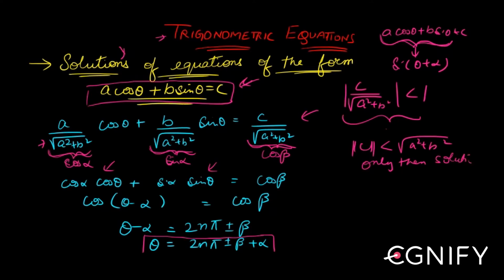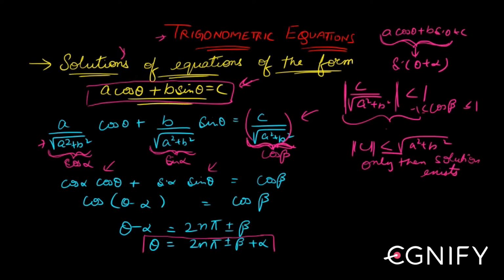Only then does a solution exist. If your mod c is greater than under root a square plus b square, no, it won't exist, right? It has to be less than or equal to, right? If it's greater than under root a square plus b square, then I won't be able to assume this as cos beta, because cos beta has to be less than or equal to 1, right? Cos beta lies between -1 and 1. So that is the reason why this quantity also should lie between -1 and 1. That means mod of this quantity should be less than or equal to 1. That is what the quantity lying between -1 and 1 means, right?